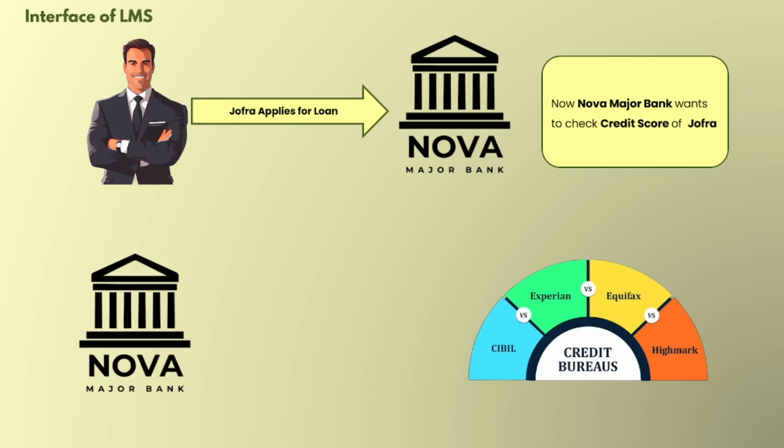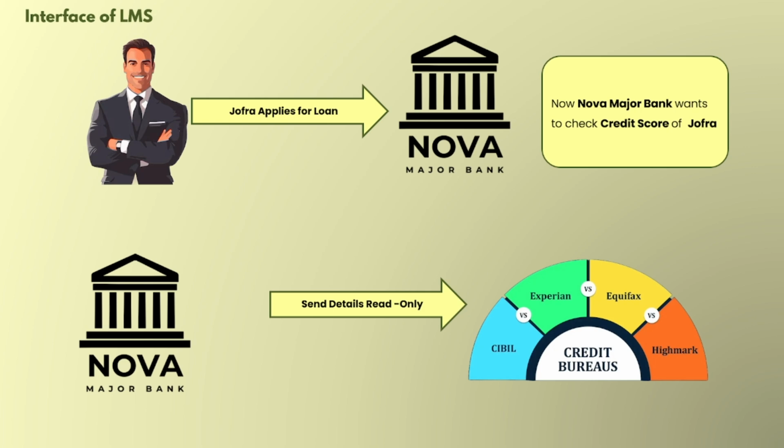So Noah Major Bank will ask the credit bureau, sending details in read-only form: the name of Jofra, maybe some ID, maybe an SSN number. Whatever part of the world you are in, there are government IDs on the basis of which a particular person gets identified. So they are sending this read-only data, which is not edited. This data is sent to the credit bureau. There are many companies, CIBIL, Experian, Equifax, Highmark, TransUnion, so many companies that provide the credit score.